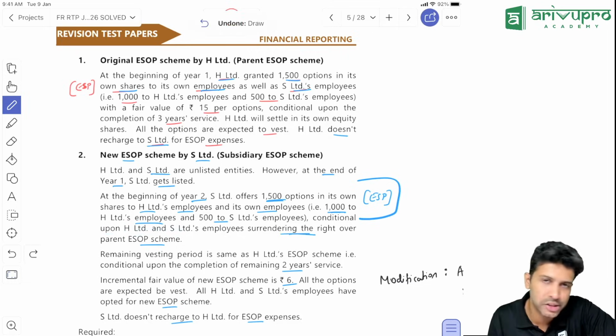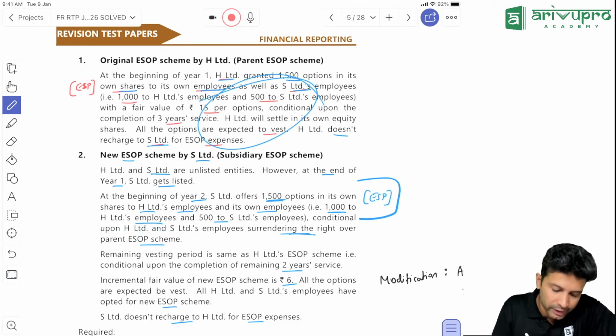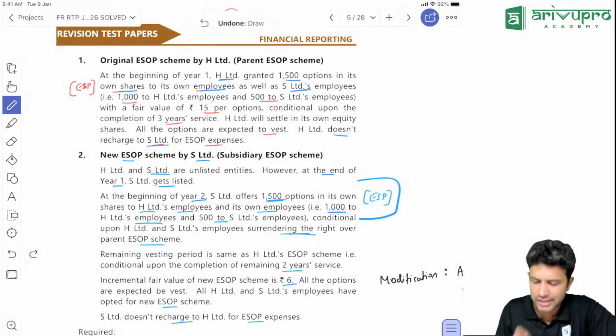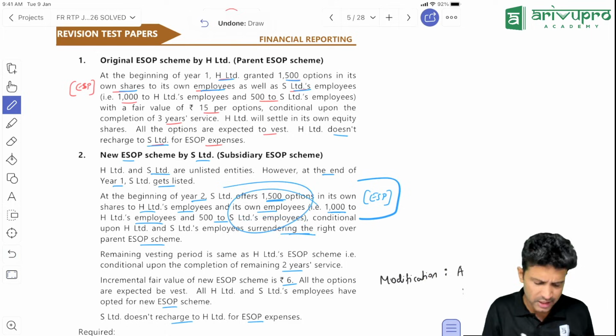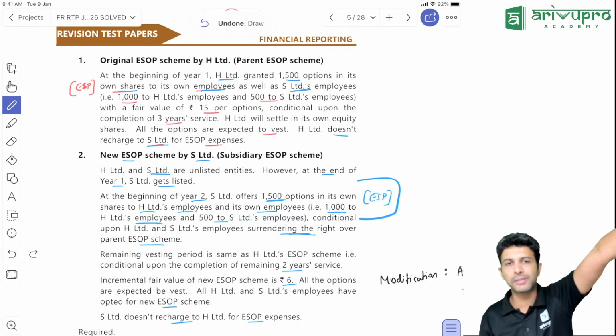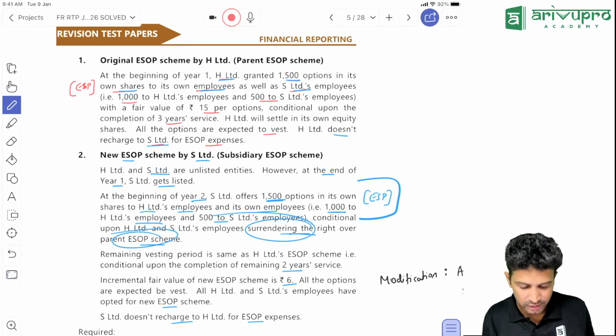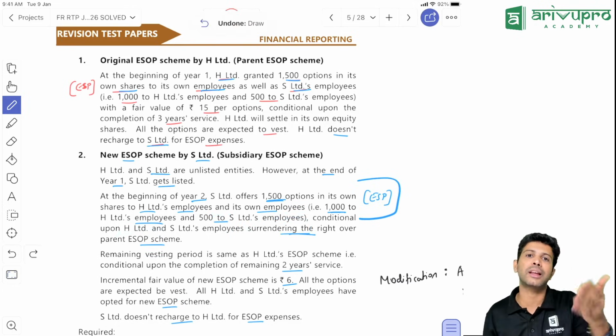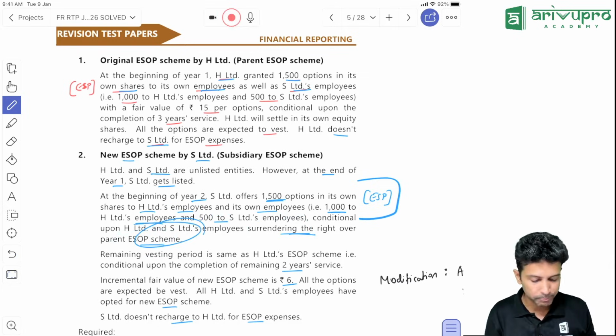They put one condition saying earlier the parent had to give the shares to employees, no? So now they are saying that you surrender. The parent will not give any shares now. The subsidiary will give the same shares to the respective employee. Whatever right employees had to collect the shares from the parent, they'll have to surrender.